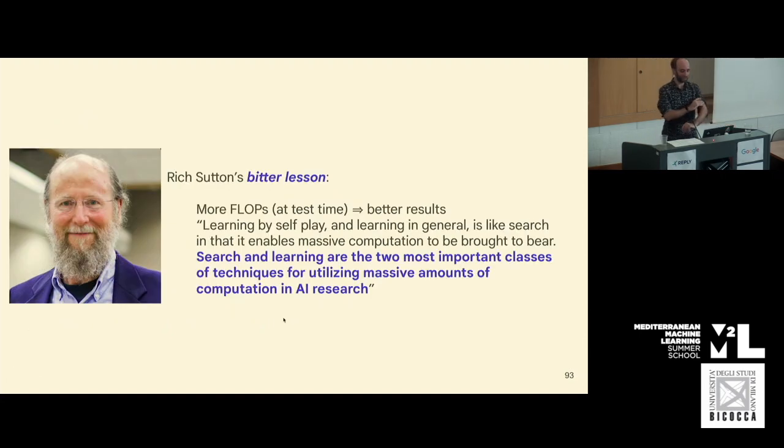I want to make a brief call to Rich Sutton's Bitter Lesson, if you know it. He has this position paper, which I recommend reading. I'll just read the high-level intuition: more FLOPs at test time gives better results. So he says, and also during training, learning by self-play and learning in general is like search in that it enables massive computation to be brought to bear. Search and learning are the two most important classes of techniques for utilizing massive amounts of computation in AI. So any technique that allows you to spend more compute is something that we should look into.